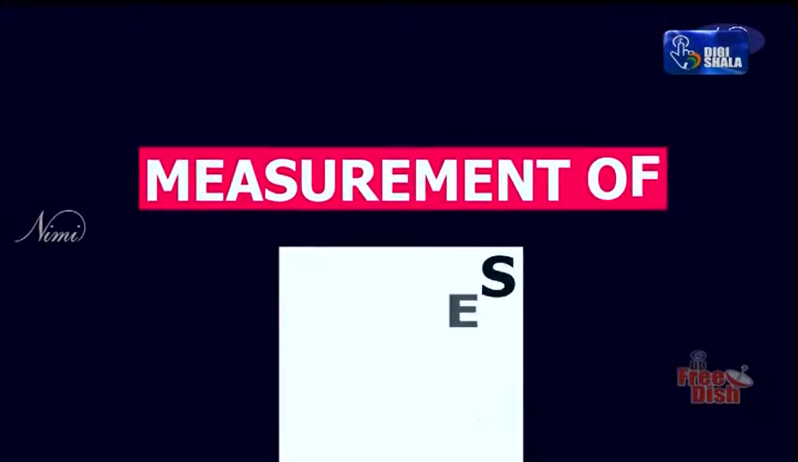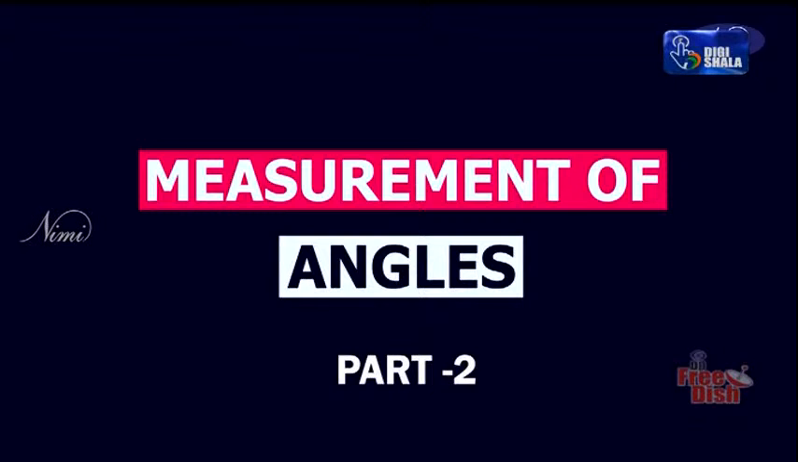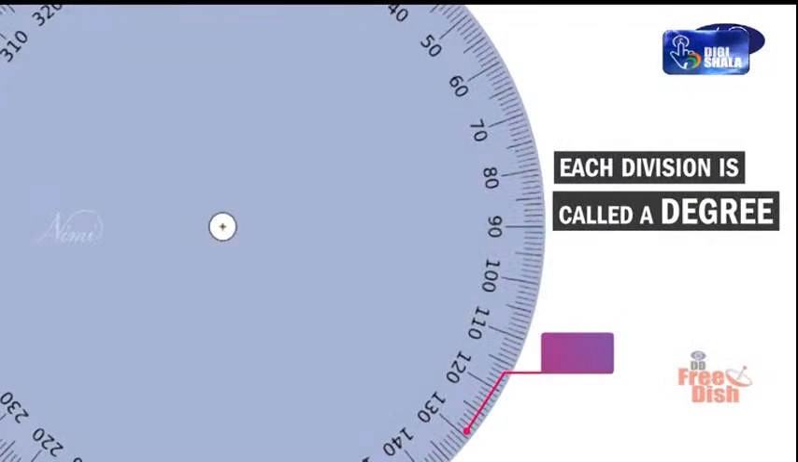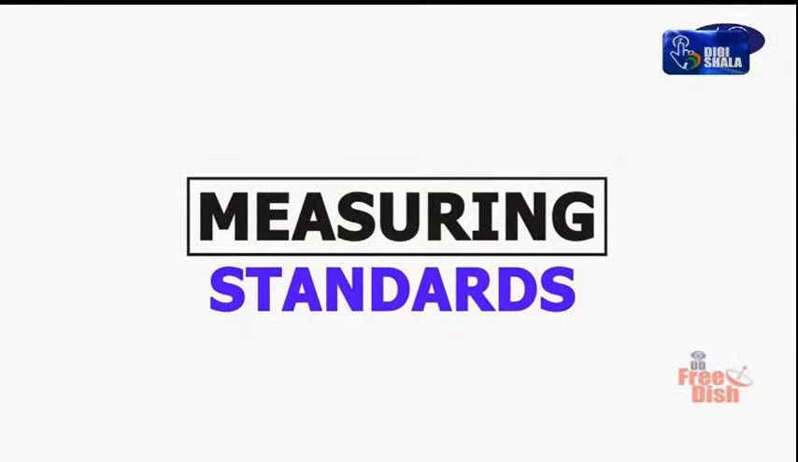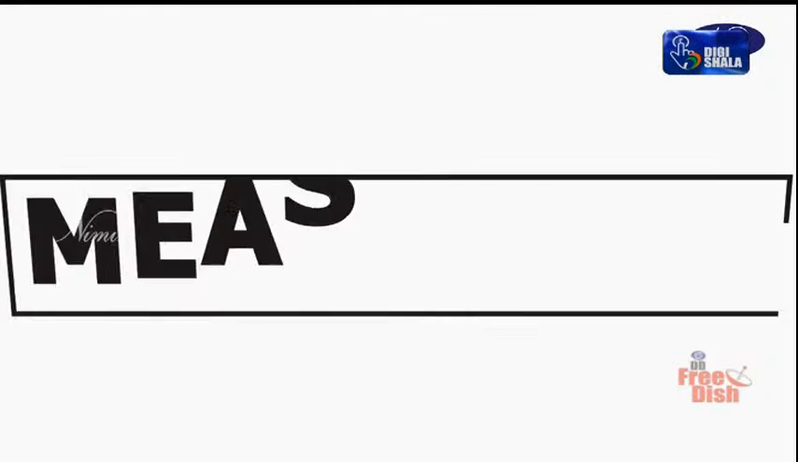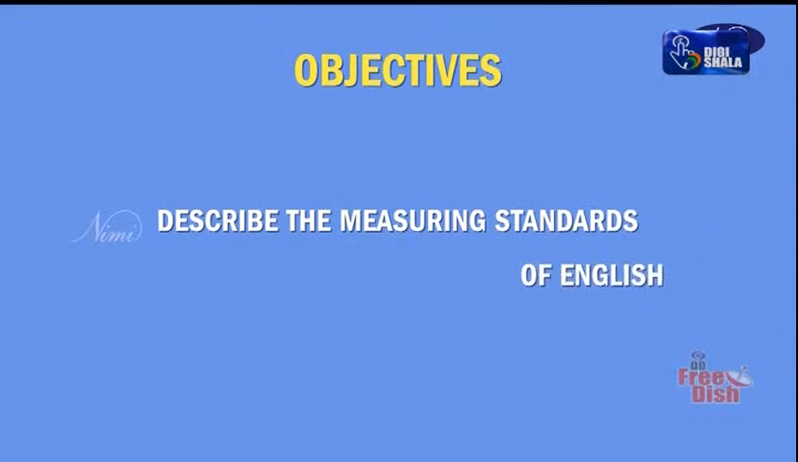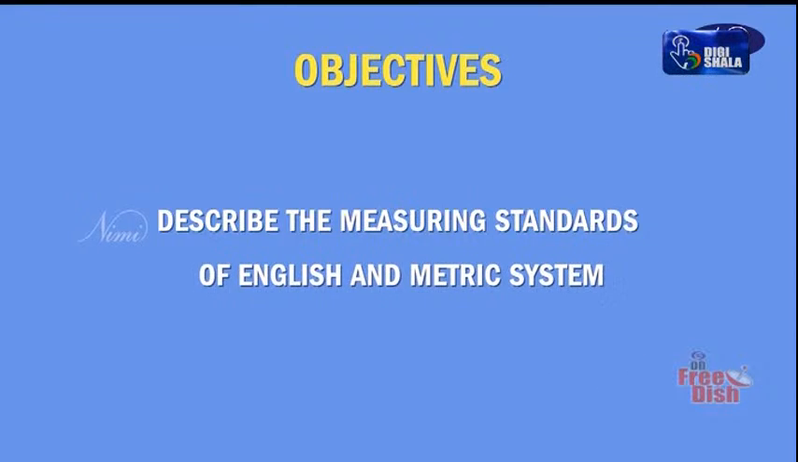Today we are going to discuss about measurement of angles. Last session we have learned about measurement of angles. Now we are going to discuss about measuring standards. Let us see the objectives. Number 1. Describe the measuring standards of English and metric system.